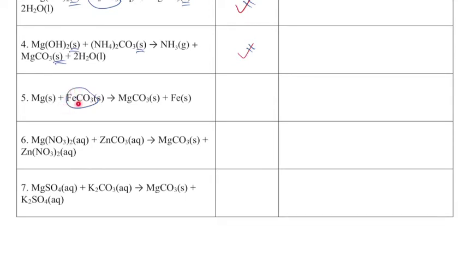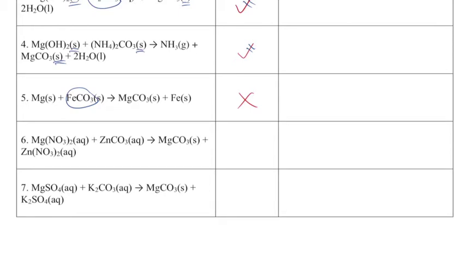So if it's in solid state, it's going to have a strong attraction between iron and carbonate ions, because they are held by a strong ionic bond. So it cannot be displaced by magnesium. So this reaction will not happen. There is no reaction between these two, because iron(II) carbonate is in solid state. So no reaction, no mobile ion.